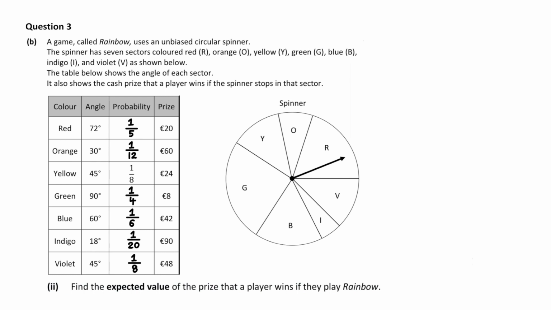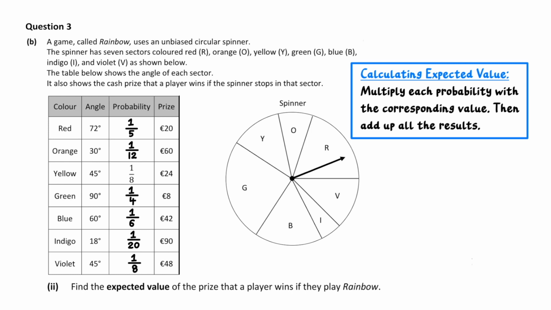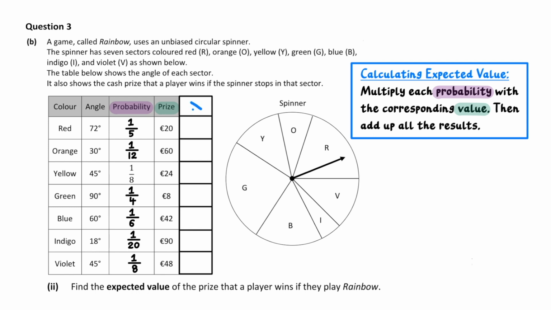A general strategy for calculating an expected value is the following. Multiply each probability with the corresponding value, then add up all the results. We already know the probabilities for each of our colours. We also know the prize values for each of our colours. The first step is to multiply together the probability times the prize value for each colour. It'll be useful to extend our table with an extra column to write in these values.